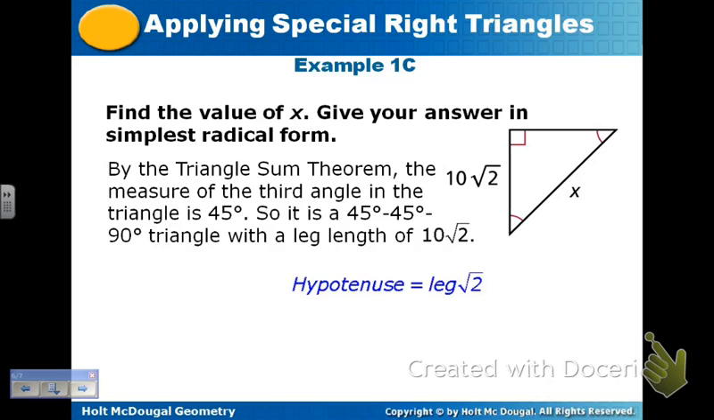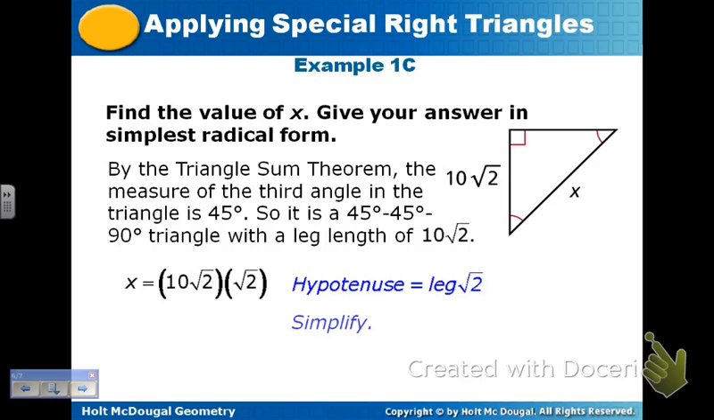So we're going to start with that same equation, that the hypotenuse is equal to the leg times the square root of 2, and then just substitute in what you know. Well, we know the hypotenuse is x, and one of the legs is 10 square roots of 2. So x is equal to 10 square roots of 2 times the square root of 2.